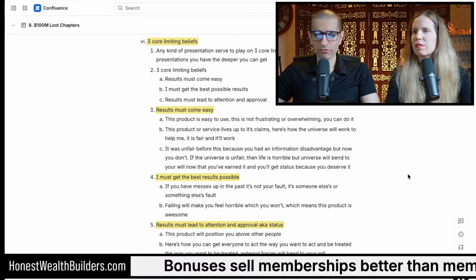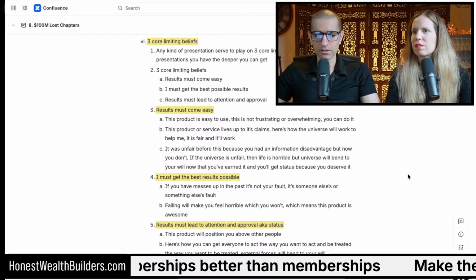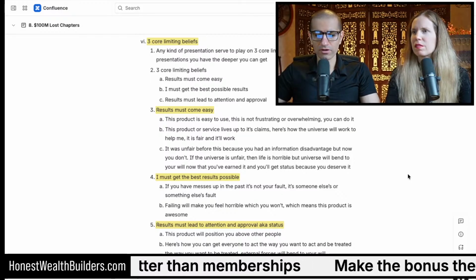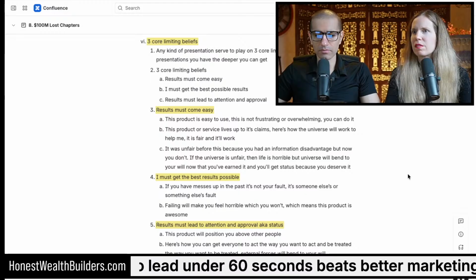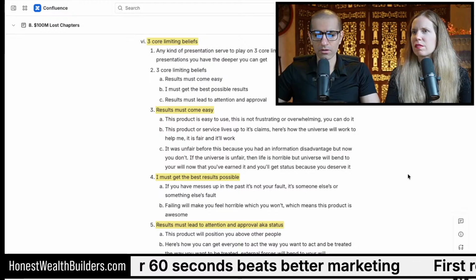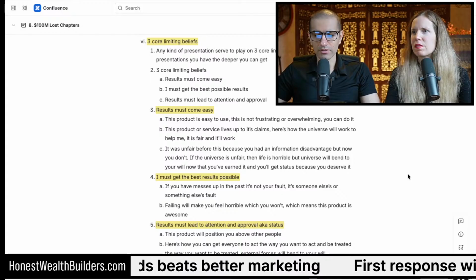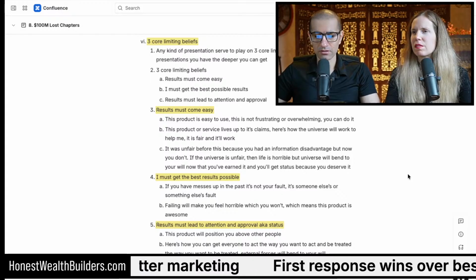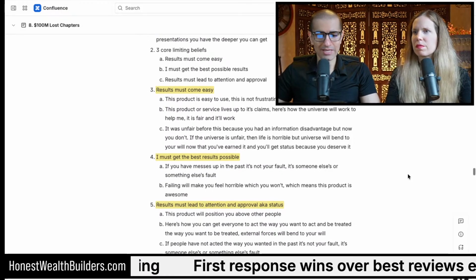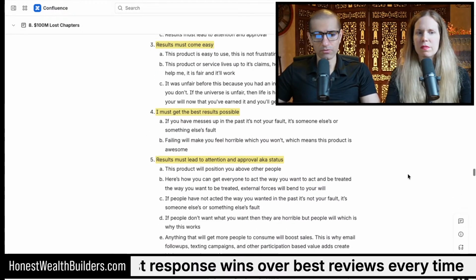It was unfair before this because you had an information disadvantage, but now you don't. If the universe is unfair, then life is horrible, but the universe will bend to you now that you have earned it, and you'll get status before you deserve it. Okay? I mean, yes, these are just the frames, right? How you want to think about.